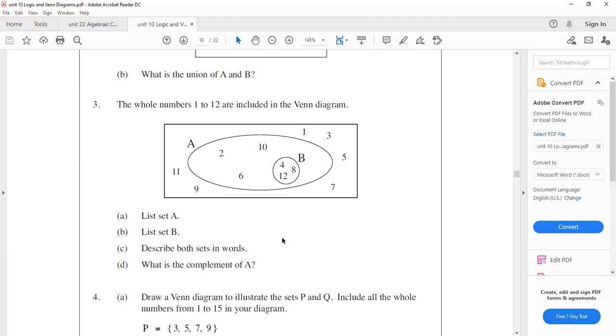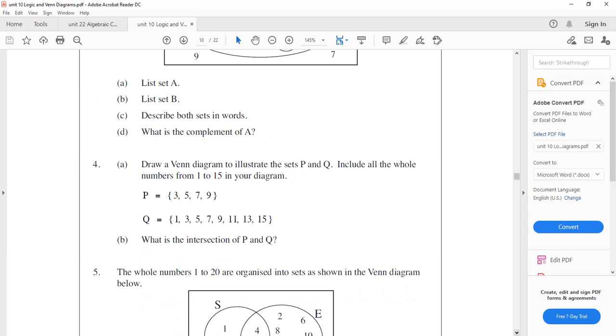And then, what is the complement of A? The complement of A is everything outside of A. And everything outside of A is 1, 3, 5, 7, 9, and 11. Right? So that would be that.